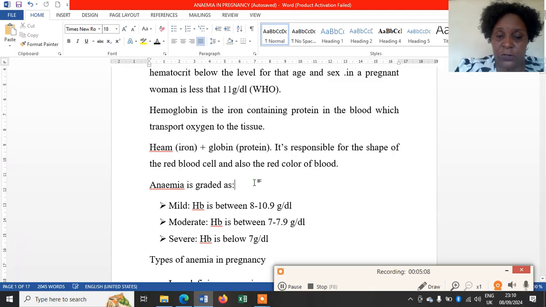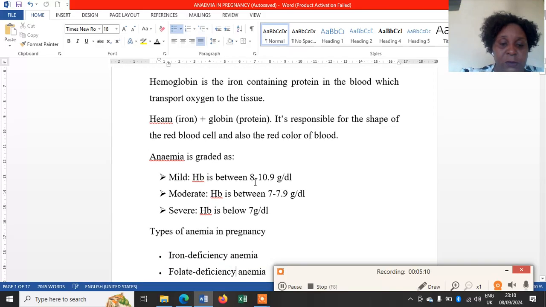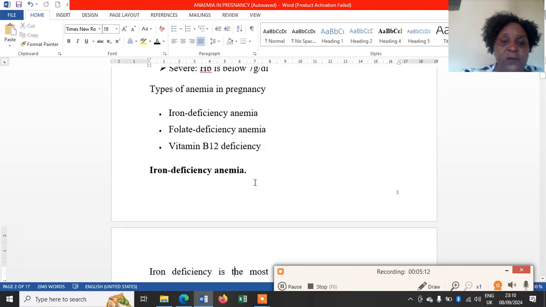Now let's continue. We are going to talk about the types of anemias in pregnancy. Basically, we have the major 3 types of anemias in pregnancy. The first one is iron deficiency anemia, 2 is folate deficiency anemia, and 3 is vitamin B12 deficiency.